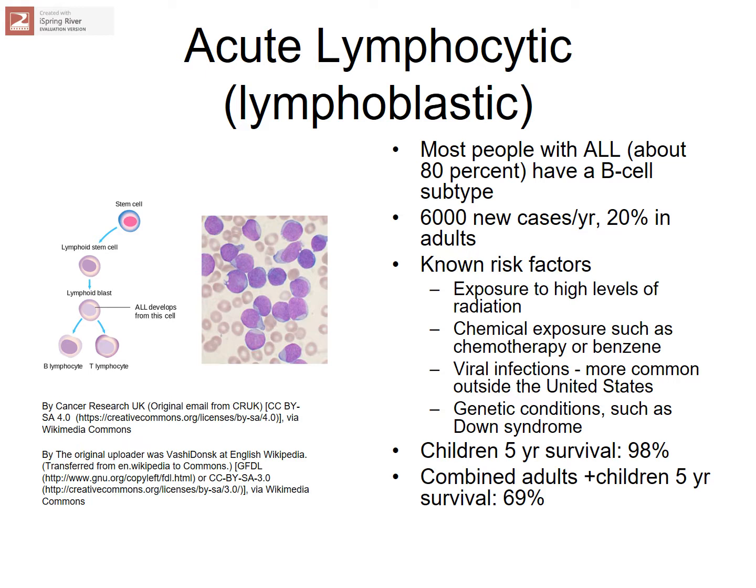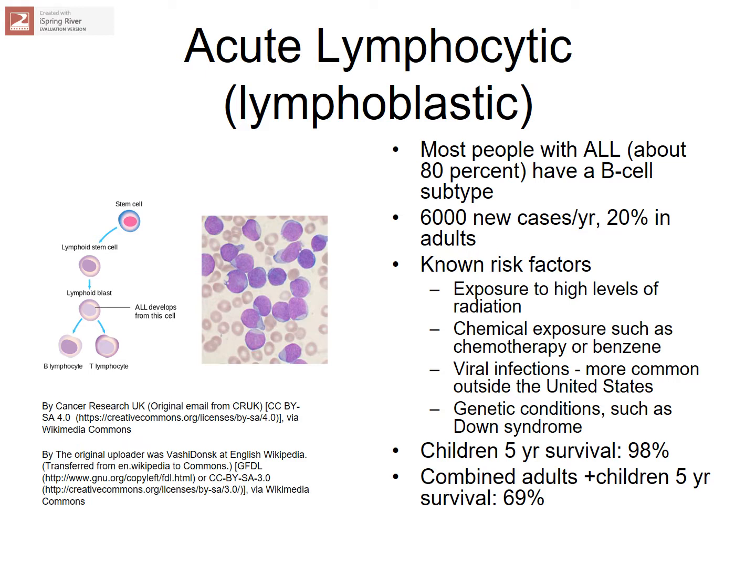So most people with acute lymphocytic leukemia have a B cell subtype. There are about 6,000 new cases every year, and only about 20% of these are adults. So this is a childhood cancer. Known risk factors include exposure to radiation, chemical exposure, some viral infections, mostly happening outside of the United States, and some genetic conditions.